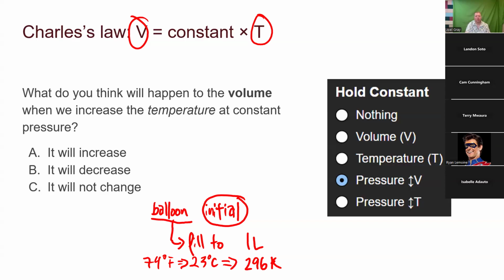Now let's say that we take this balloon and we go to a butcher. And I'm using a butcher as an example because at a butcher, typically they're going to have a walk-in fridge.